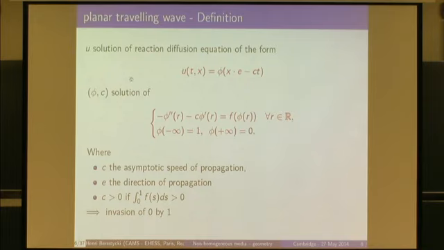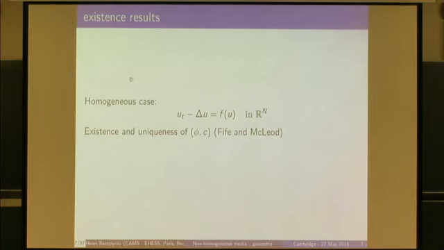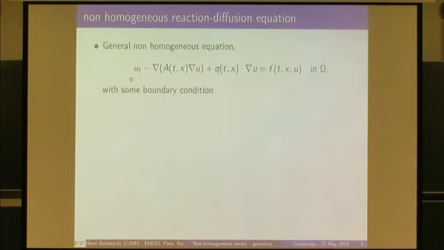So c is the asymptotic speed, the speed of propagation. I'm going to say something about asymptotic speed of propagation in a minute. e is the direction, and c is positive if, as you know, the integral of f is positive. That's very easy to look at. And this is again the invasion of 0 by 1. In particular, there are many results for this in the homogeneous bistable case. I think the first existence and uniqueness result of phi and c dates to Fife, the very classical work of Fife-McLeod. And so this is the homogeneous case.